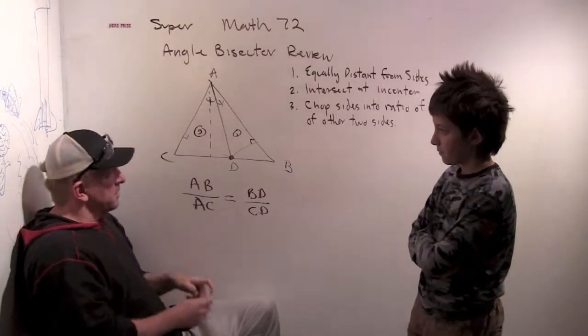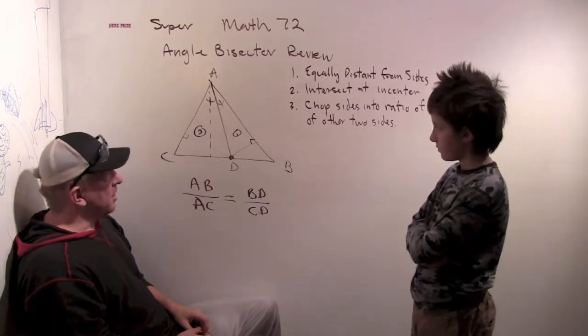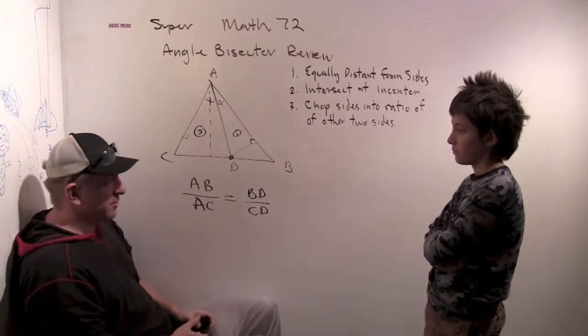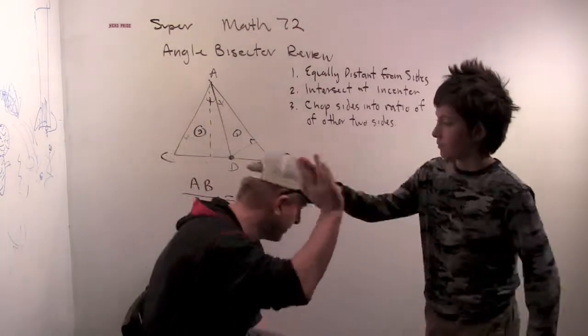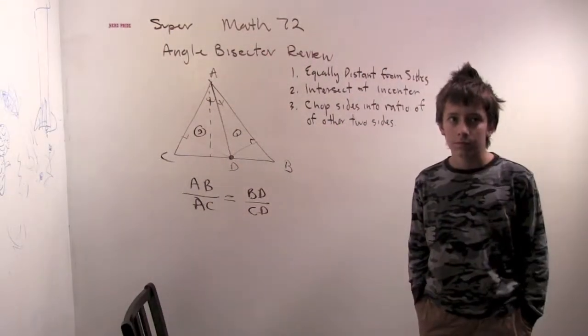So there we go. So there's three very important things about angle bisectors. And all three of these things come into play in important ways when we're looking at triangles. So glad we had a chance to review that today, and hopefully that helps understand angle bisectors.